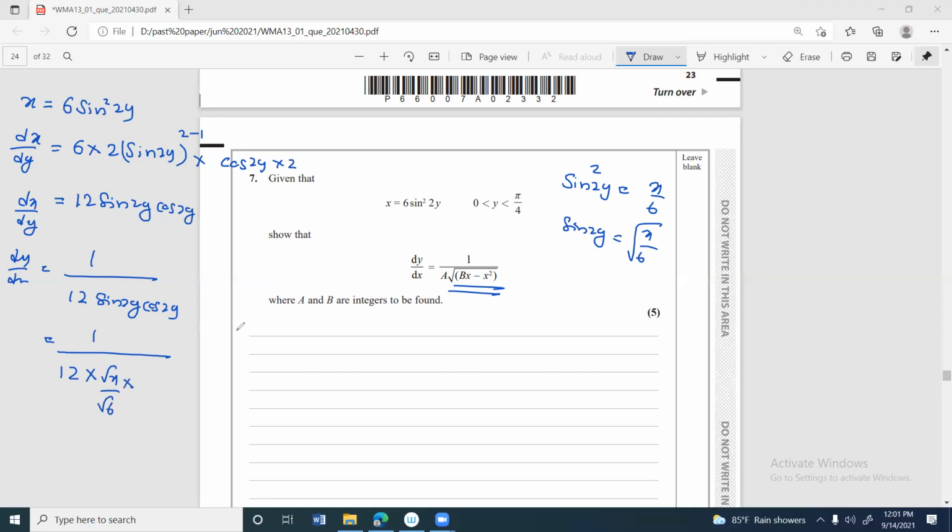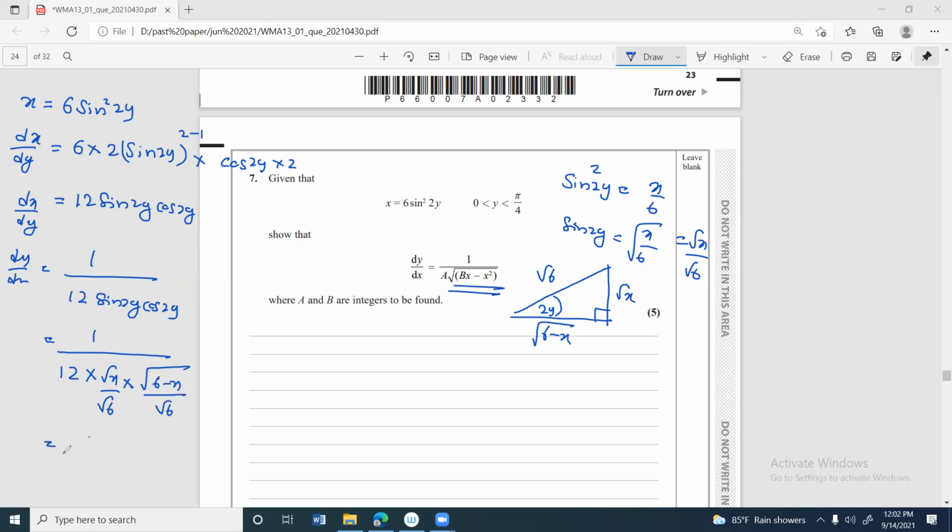Now how do we find cos 2y? It's pretty simple. You just draw a right angle triangle and mark the angle as 2y. Sine 2y is opposite divided by hypotenuse. Opposite is root x, and the hypotenuse is root 6. Then if you apply the Pythagoras theorem, the adjacent side is the square root of 6 minus x. Then instead of cos 2y, you can write square root of 6 minus x over root 6.